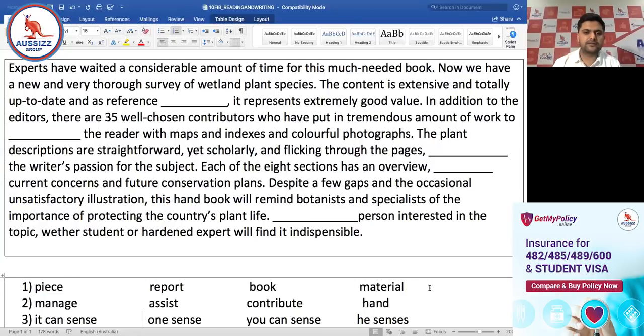The plant descriptions are straightforward yet scholarly and flicking through the pages, blank the writer's passion for the subject. Each of the 8 sections has an overview, blank current concerns and future conservation plans. Despite a few gaps and the occasional unsatisfactory illustration, this handbook will remind botanists and specialists of the importance of protecting the country's plant life. Blank person interested in the topic, whether student or hard expert, will find it indispensable.